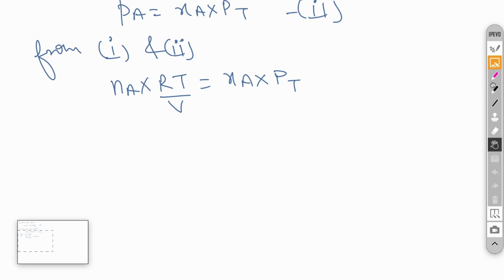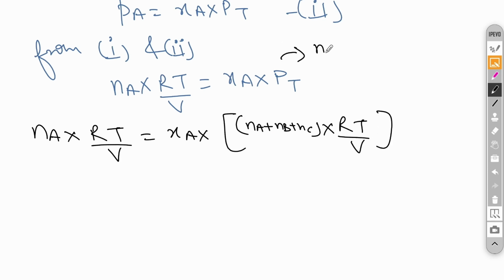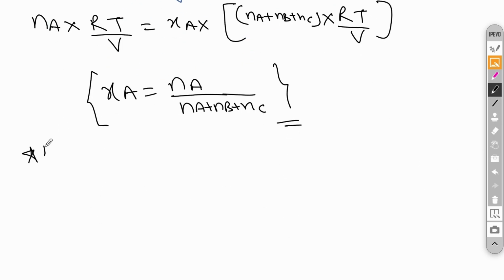So over here Na multiplied by RT over V is equal to Xa multiplied by, what is the value of Pt? It is total moles multiplied by RT by V. And what is total moles? It is Na plus Nb plus Nc, right? Now cancelling out RT by V, we get the value of Xa is equal to Na divided by Na plus Nb plus Nc, right? So the mole fraction of gas A is equal to moles of A divided by total moles of all gases present. So this is the value of mole fraction.